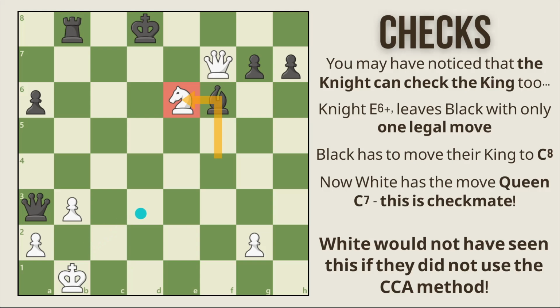Knight d2, knight d3, and that does stop checkmate, but without the CCA method, you might not have seen this check, and you wouldn't have won the game, right? So that's the importance of the CCA method. You've got to always look for checks, always look for captures, and always look for attacks. Like I mentioned before, I'm going to give you a bunch of different examples just like this one, and we're going to implement the CCA methods together.